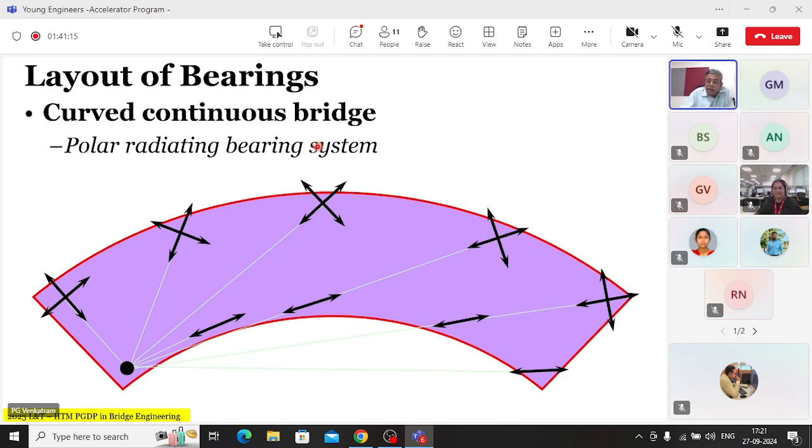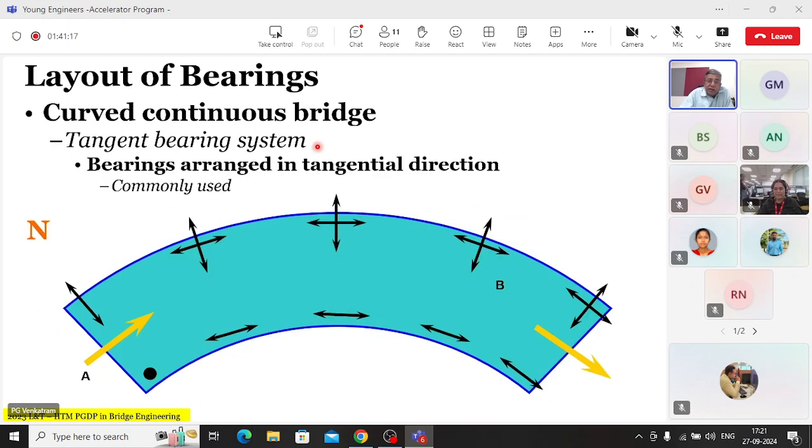As opposed to that, you have an alternative arrangement which is called the tangent bearing system, where the bearings are arranged tangentially. That means you have a fixed bearing, a transversely guided bearing, fully free in all the others, and then you have the guided bearings which go tangent to the radius at the support point. Right? This is a very commonly used bearing arrangement. It is not uncommon.